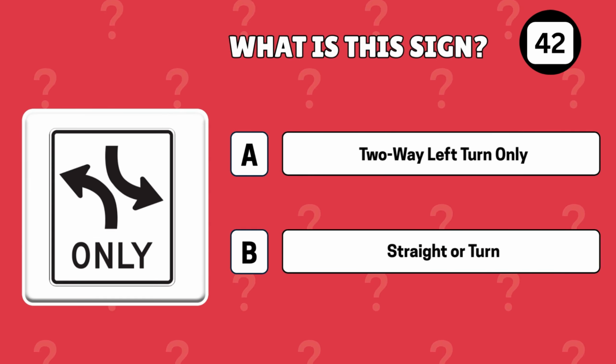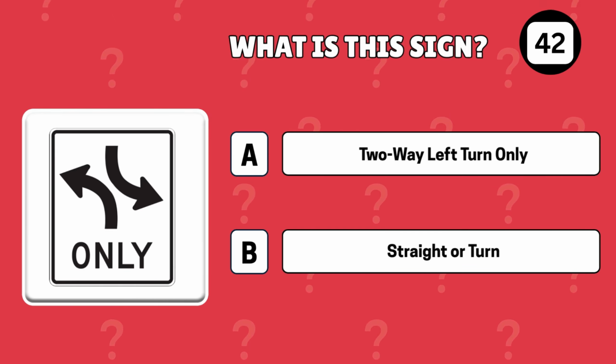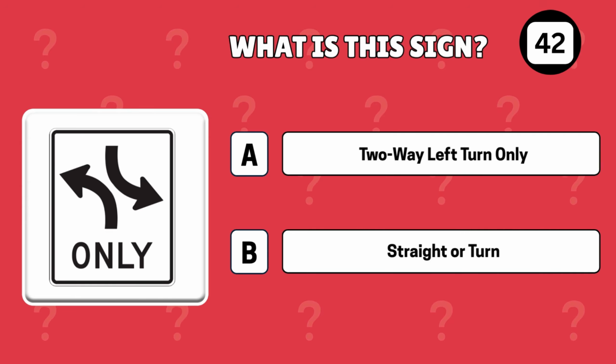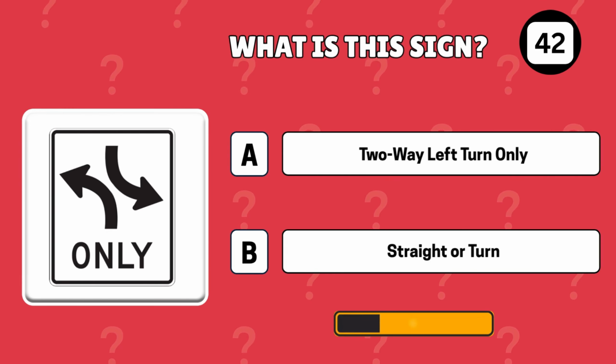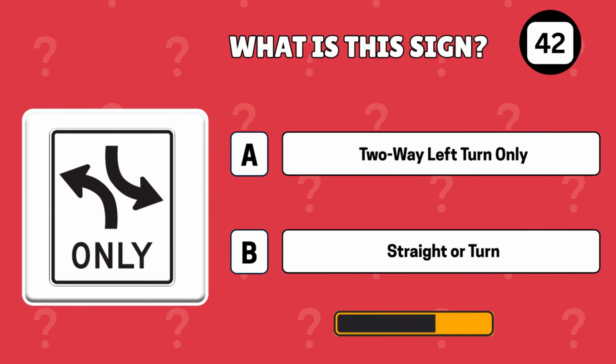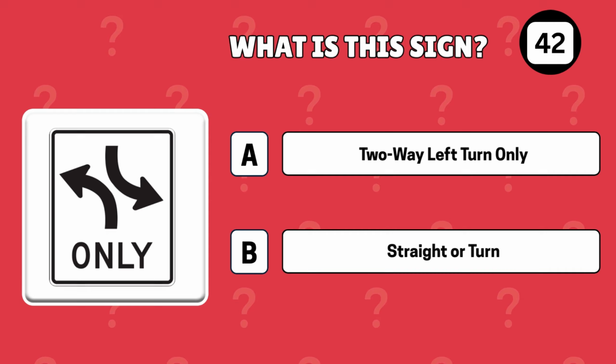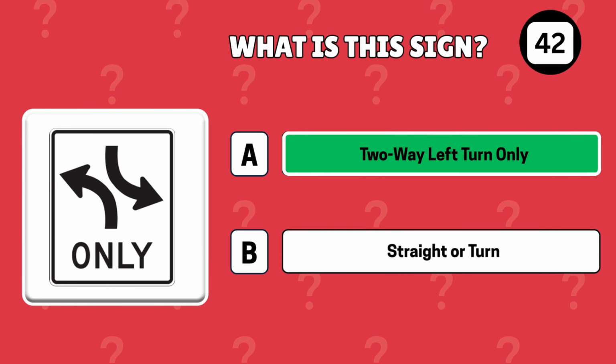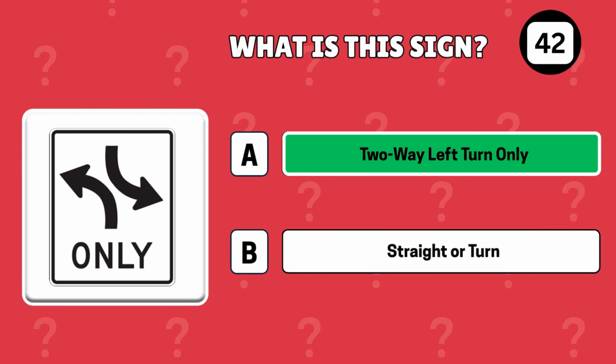What is this sign? A. Two-way left turn only. B. Straight or turn. Excellent! This is the two-way left turn only sign.